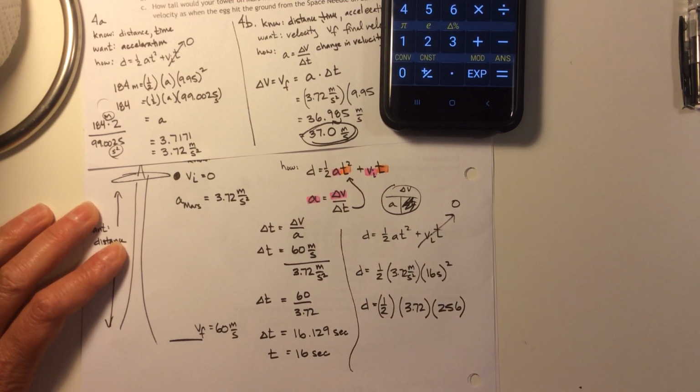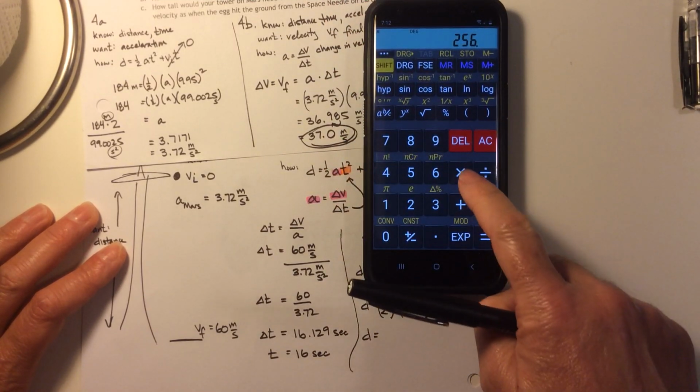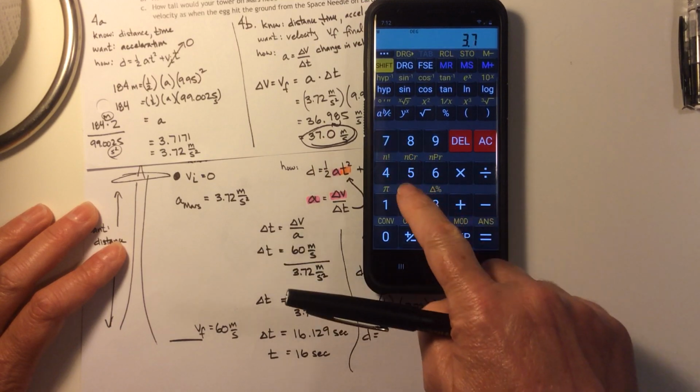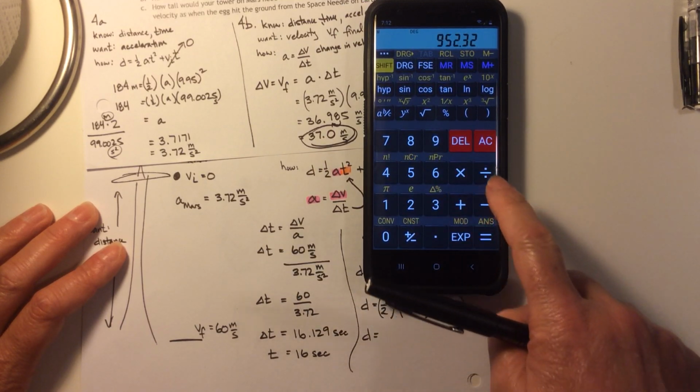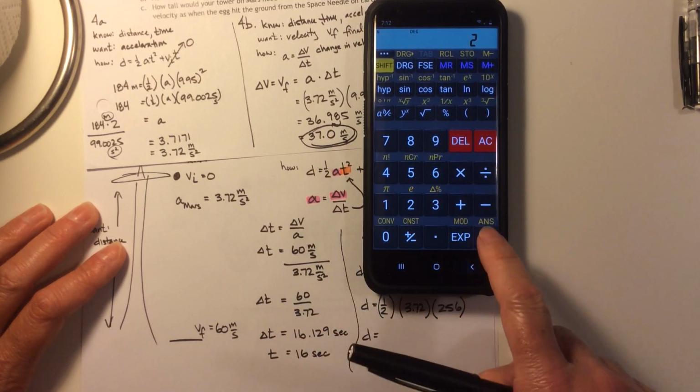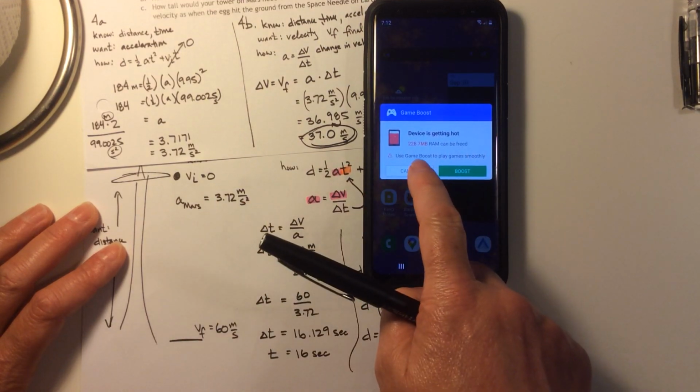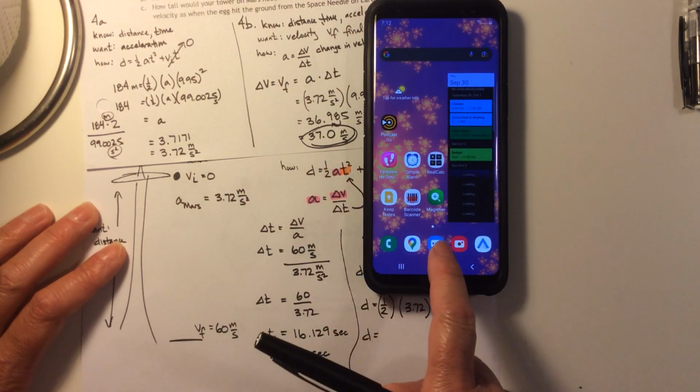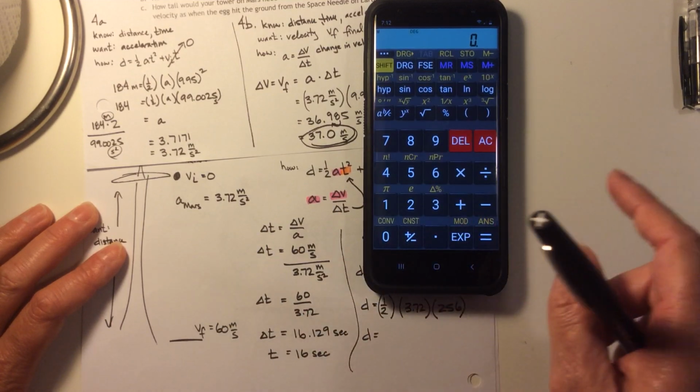256. All right. So now I get to multiply. So 256 times 3.72 equals divided by 2. Oh, not what I wanted. Go away. Of course you're getting hot. We're like really doing some thinking here. Ugh, now I got to do it.